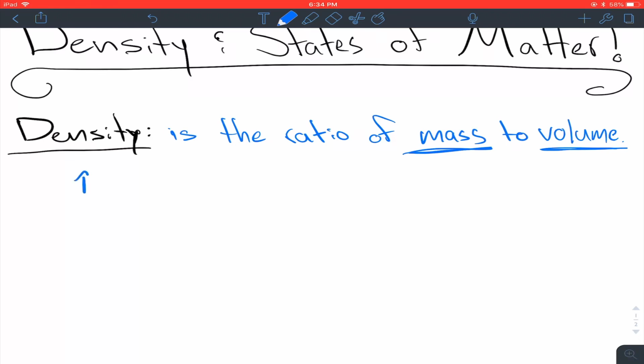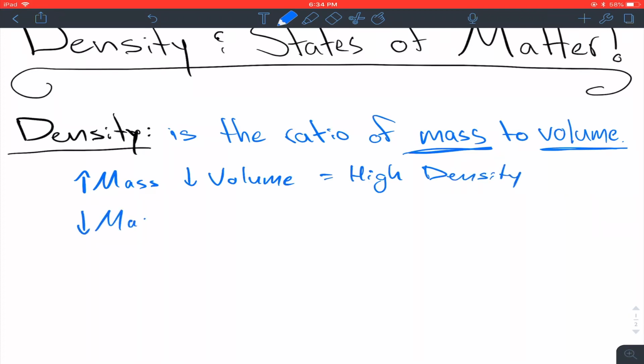So if we have big mass, small volume, we get high density. And then on the flip side, if we have a low mass and a high volume, something's really, really spread out like a piece of paper, we have something that has a low density.